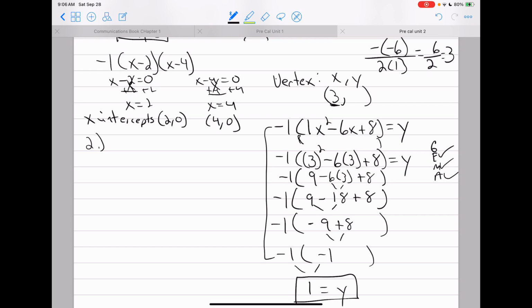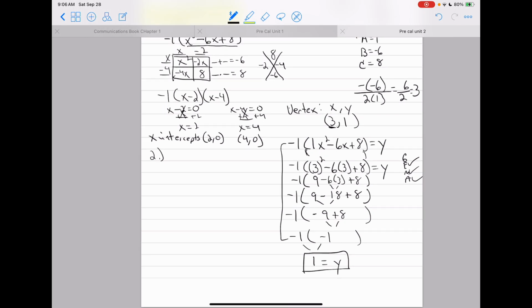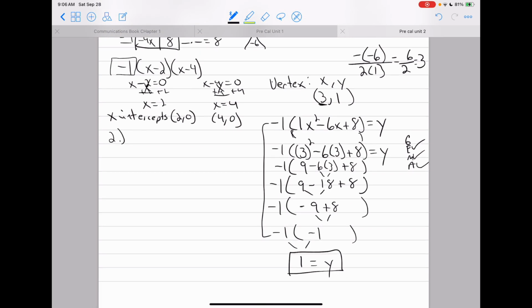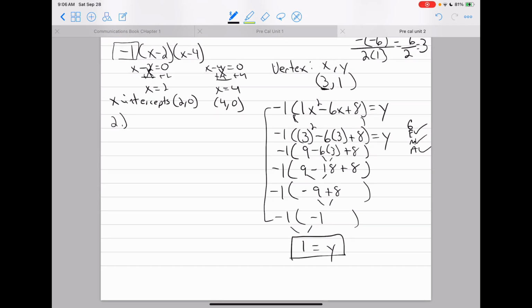Go ahead, 3, 1. Now let's see how this makes sense. If I look at just the original, notice it's negative. Remember, it started off -x squared. If I look at it in factored form, notice it has the negative out front, which means this thing should be opening downwards. Well, let's graph our points. Remember, we had our x-intercepts of 2 and 4, and our vertex of 3, 1.